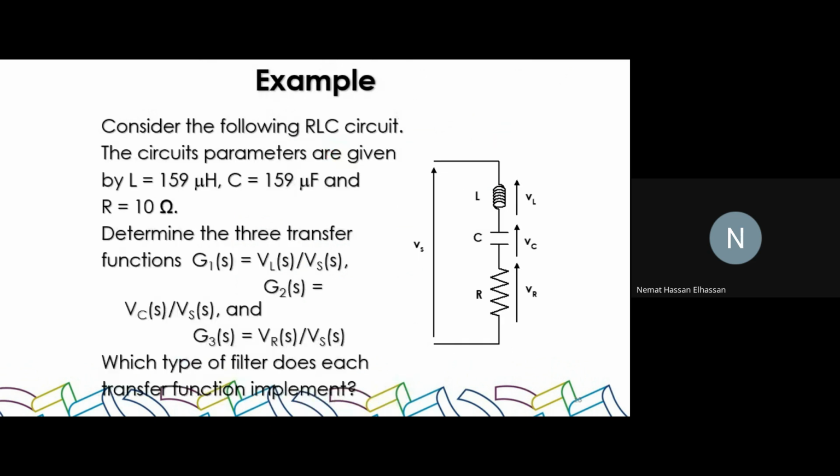Are we ready for an example? Okay, so this example has 3 different problems. It says, considering that the values of L, C, and R are as shown, you're asked to find the three transfer functions when the output is VL, when the output is VC, and when the output is VR. I'm going to do one of them with you, and I'm going to leave the other two for you to practice. So which one would you like to start with? The output as VL, as VC, or as VR?